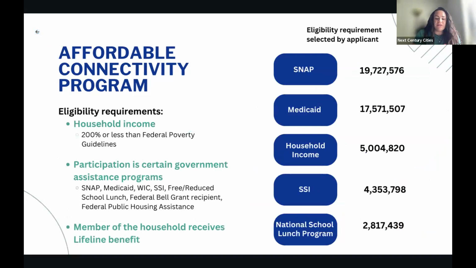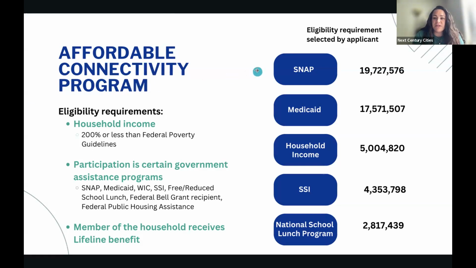So as we look at eligibility, it's important for us to understand who is eligible for this program. So just a snapshot of some eligibility requirements. So household income, if you're 200% or less in the federal poverty guidelines, participation in certain government assistance programs. So that includes SNAP, Medicaid, WIC, Social Security, free and reduced school lunch programs, the federal Pell Grant recipients, federal public housing assistance programs. Those members of those government assistance programs are automatically eligible for the Affordable Connectivity Program, as well as members of households that receive the Lifeline benefit.